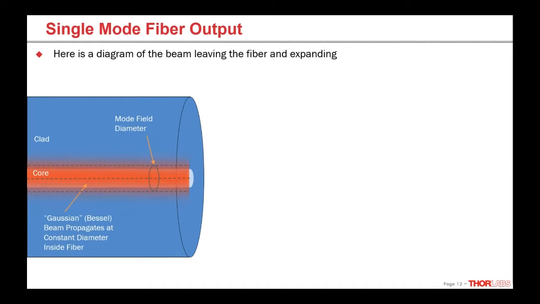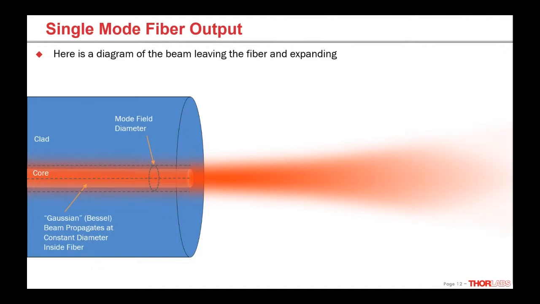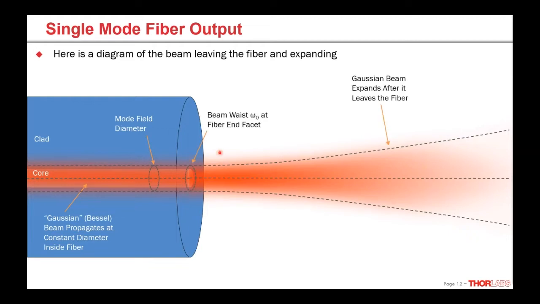Once we get to the end face, the beam starts to expand, as Gaussian beams do. So that beam has a beam waist at the fiber end facet that's equal to the fiber's mode field diameter, and then beyond that it expands. First it's kind of in a curve, and then it's going to be linearly in the far field.